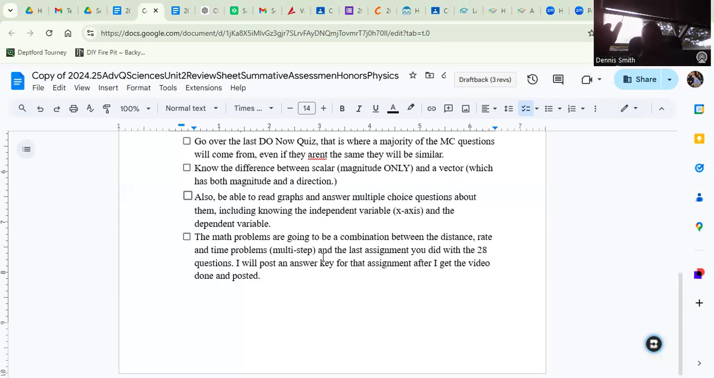The math problems on it are going to be a combination of the distance, rate, and time problems, which are the multi-step problems that you guys did as the math quote unquote practice test. And what I will do is I will get that and the other one, the one that you and I did on the board, the 28 question one.